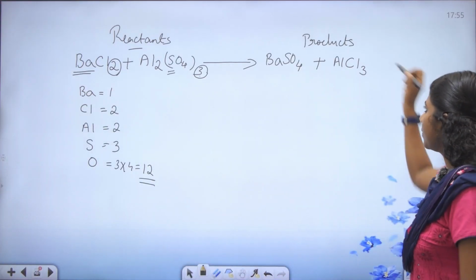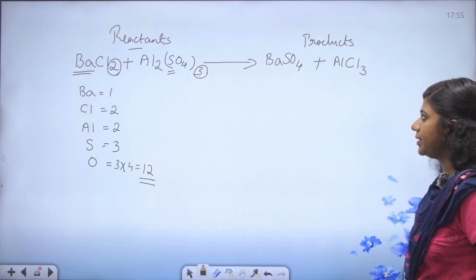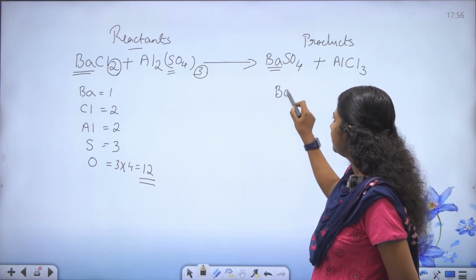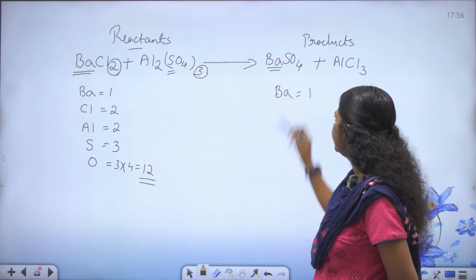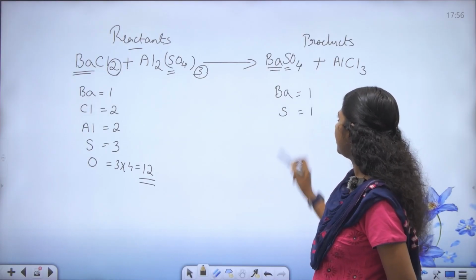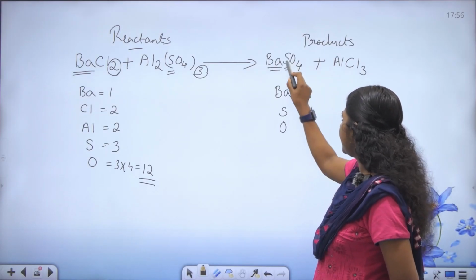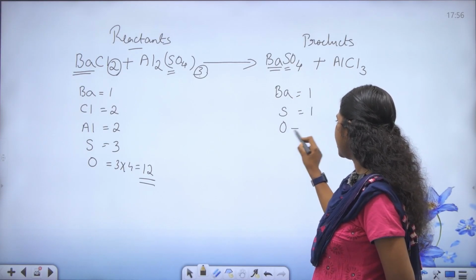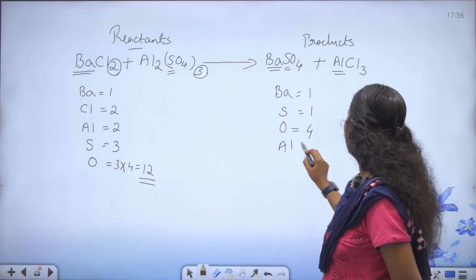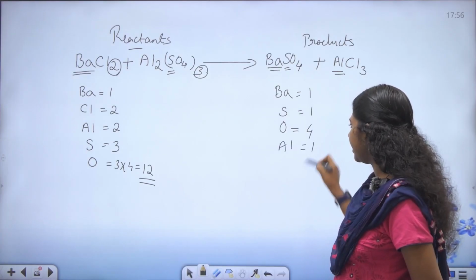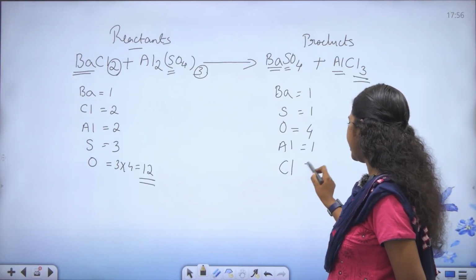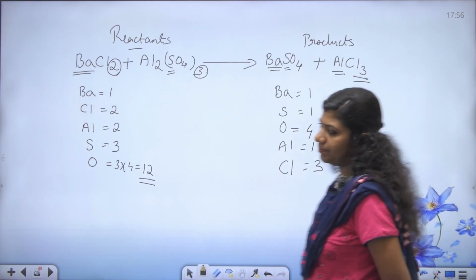Then count the number of atoms on the product side. Barium, only 1. Then sulfur, only 1. Next, oxygen in SO4 is 4. Then aluminium: in AlCl3, aluminium is only 1. Then chlorine, Cl, is 3.